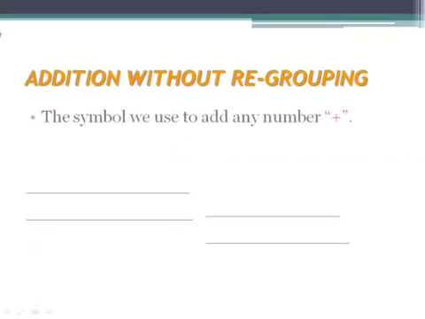First, in this chapter there is addition without regrouping. What do we mean by addition without regrouping? We say with carrying, without carrying. So, without carrying, we are going to learn first. See here, there are examples. First, the symbol we use to add any numbers is plus. So to add numbers, we use plus. If you have this symbol, you should add. Okay, let us see the example.